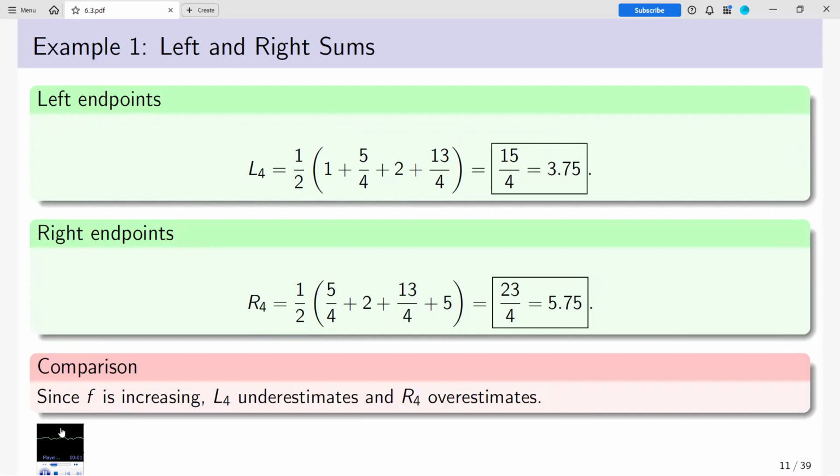The left sum is 3.75 and the right sum is 5.75. Monotonicity explains which one lies below and which lies above the exact area. For an increasing function like this one, the left sum is an underestimation and the right sum is an overestimation. For a decreasing function, it is the other way around.